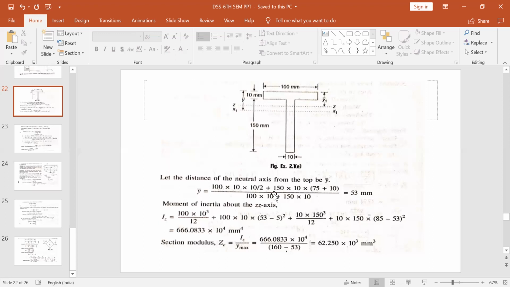So what is A? 100 into 10. X bar is the distance of this CG from here to here. So what is this distance? Y bar minus 10 by 2. So y bar is 53, minus 10 by 2 is 5. So for this portion you have found out the moment of inertia.